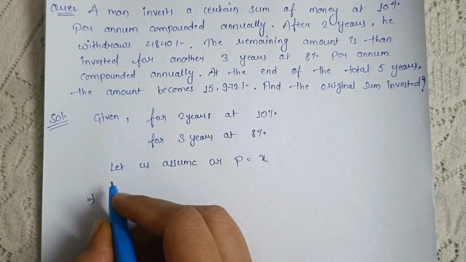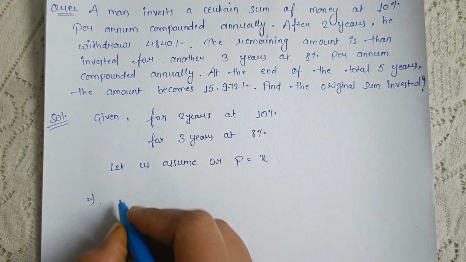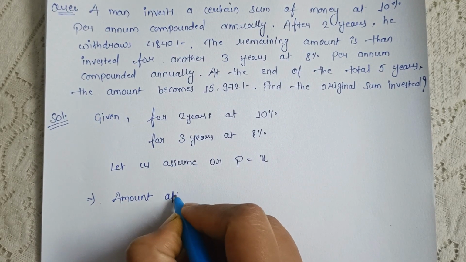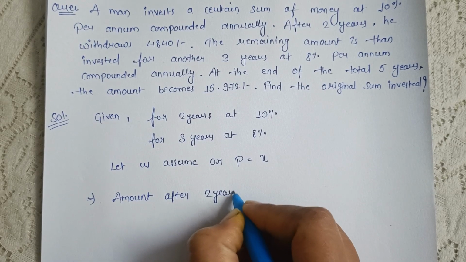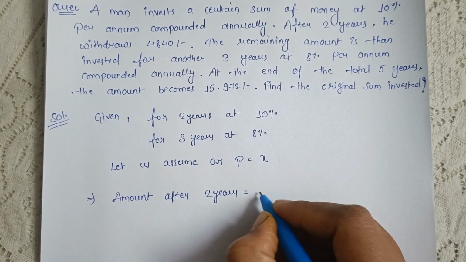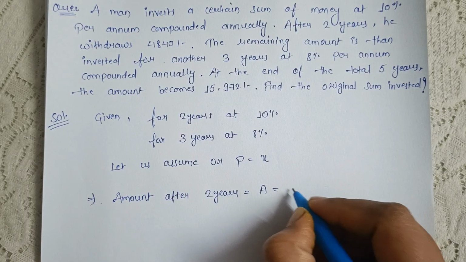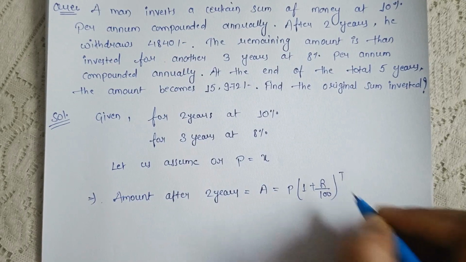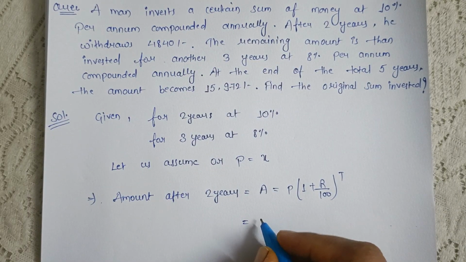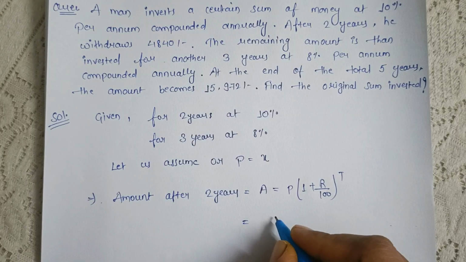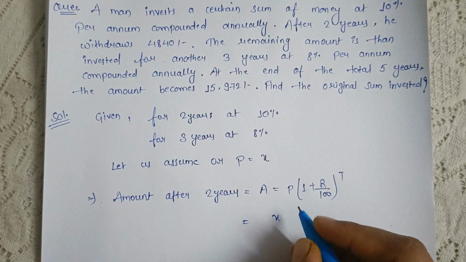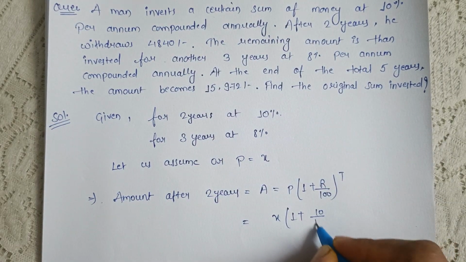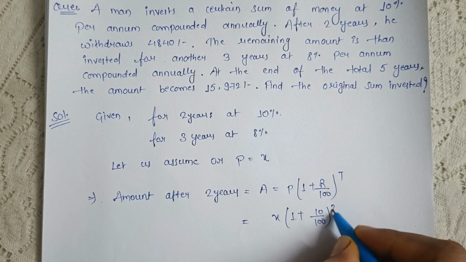Now, the amount after the first 2 years. We have to find the amount after 2 years. We know the formula of amount: Amount equals principal times (1 plus rate upon 100) to the power time. For the first 2 years, when we have to find the amount, the value of principal is X, 1 plus rate for the first 2 years is 10 upon 100, to the power time, and time is 2 years.